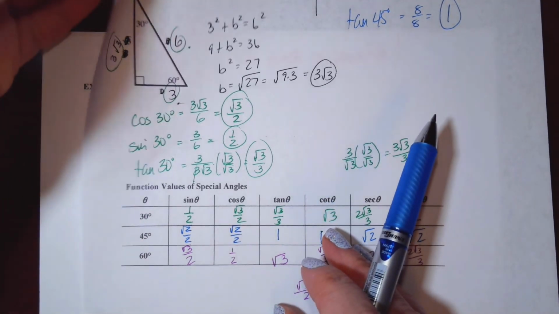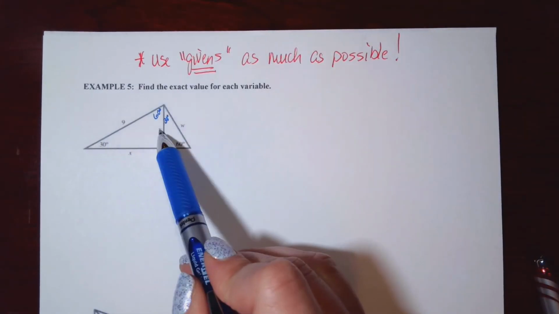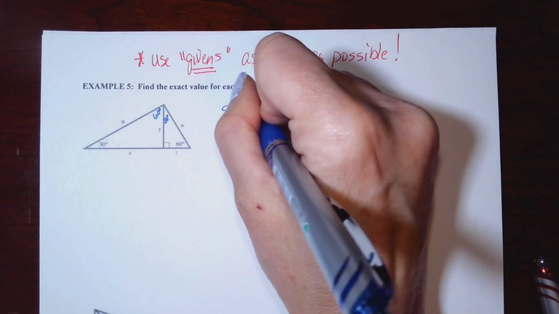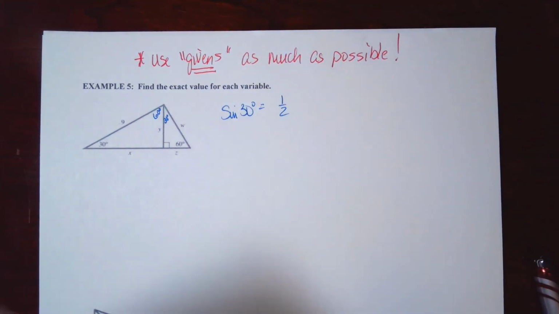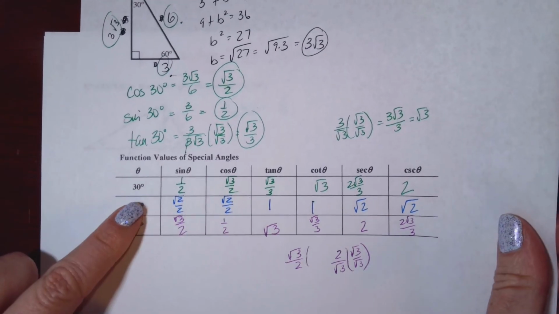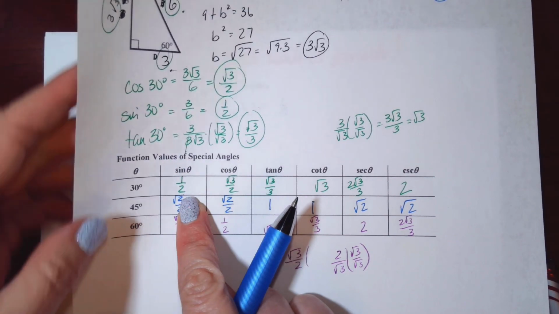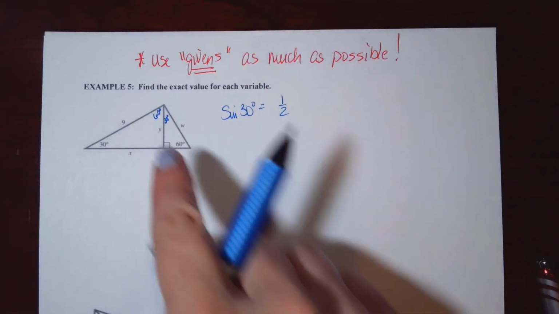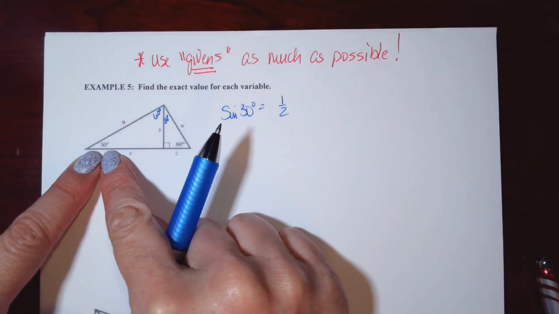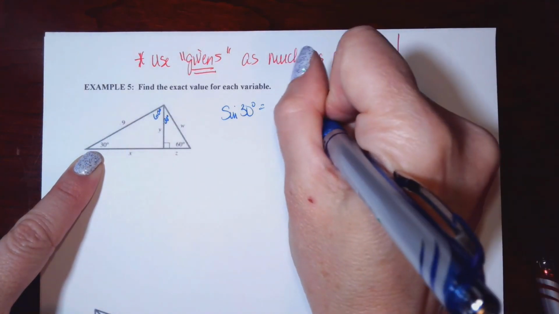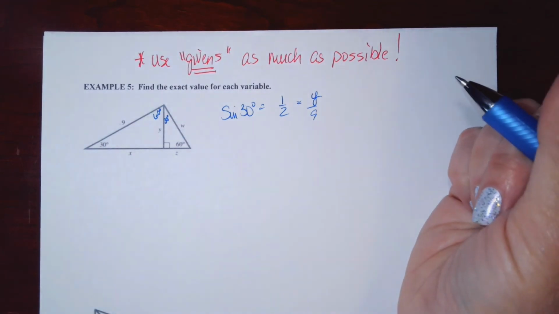Sine of 30 degrees is 1/2. Sine is opposite over hypotenuse. I know that that is a true statement, that no matter the size of my triangle, the sine of a 30-degree angle is going to be equal to 1/2. And in this case, the sine of this 30-degree angle is y over 9.